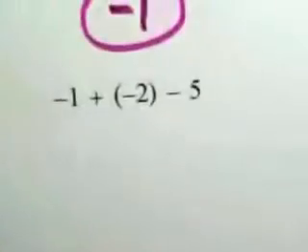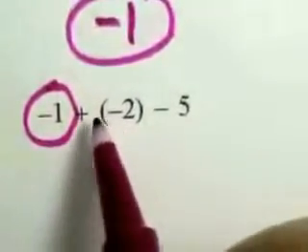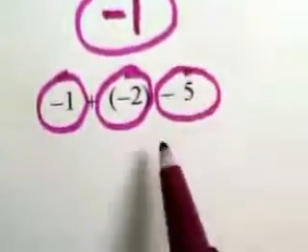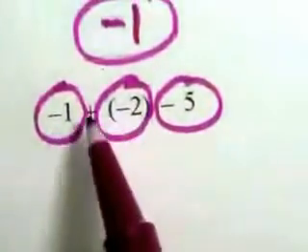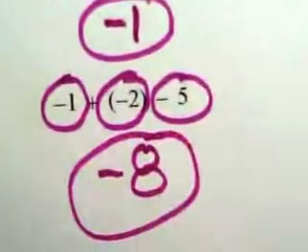All right, that's negative. This is a negative. That's just saying negative 2. And that's a negative. All these are negative. So all these are boys. How many boys do we have? We have 1 and 2 is 3, and 5 is 8. 8 boys.